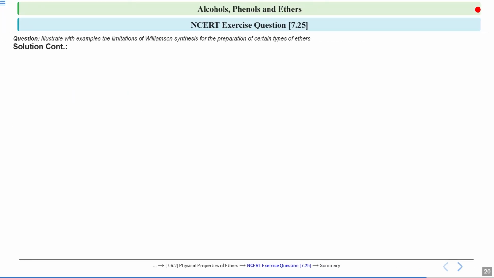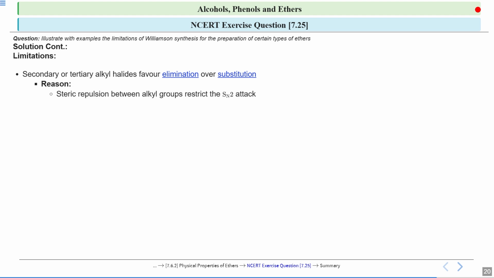So if we continue the solution, we will see what the limitations are: secondary or tertiary alkyl halides favor elimination over substitution. We discussed that whenever we take an example of a secondary or tertiary alkyl halide, they will always follow elimination. They favor elimination over substitution because of the steric repulsion factor.